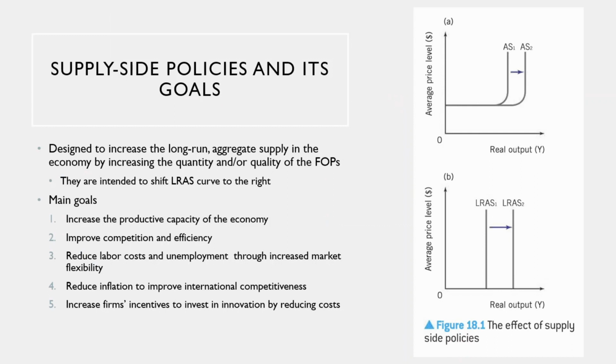Next, we're going to talk about supply side policies, and that's how we're going to be finishing up. Supply side policies are designed to increase long-run aggregate supply by increasing the quantity or quality of factors of production, by focusing on things like efficiency, technology, all those things that cause LRAS to shift. Supply side goals have the same 5 goals as the other ones, but they are a little bit different. So the main goals of supply side are to increase productive capacity of the economy, improve competition, reduce labor costs, reduce inflation, and increase firms' incentives to invest in innovation.